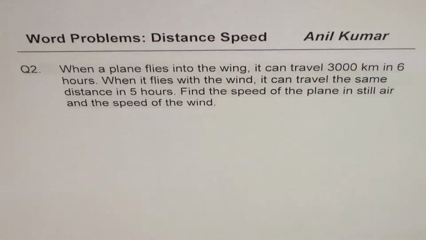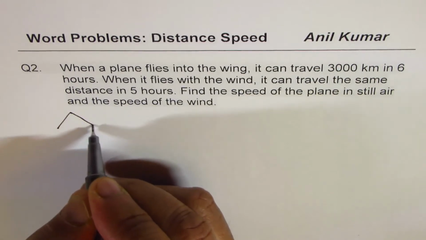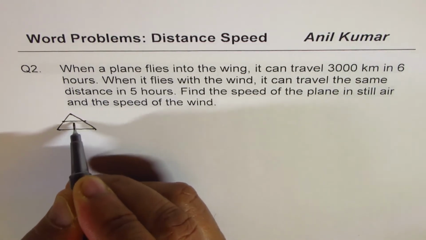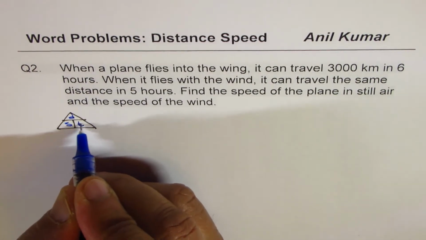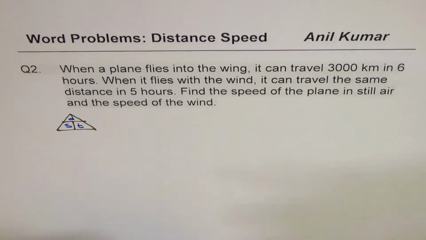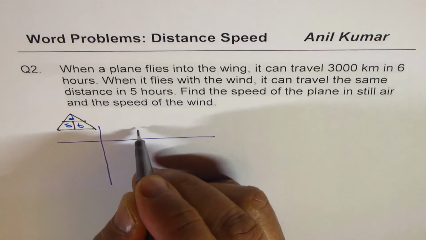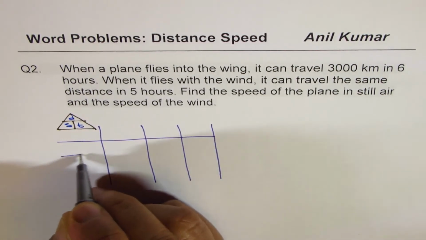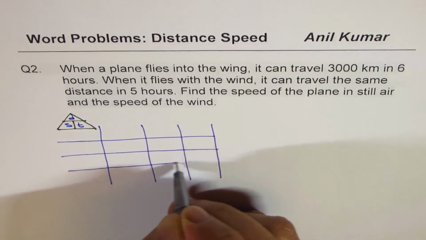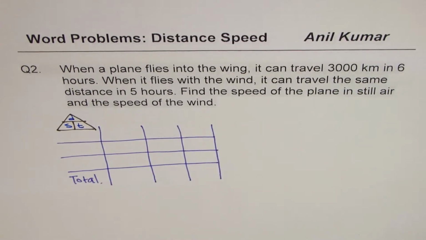Question number 2. We'll follow exactly the same pattern, just so that you become very familiar with it. So we will make this triangle relating distance, speed and time. Whenever you're working on distance, speed, time, make this triangle, and then we'll make a table. So even before reading the question, I know it's distance, speed, time, so I'm making my table. Okay, so this is my table. Dividing it into two parts because there are two conditions, and this is my total. Is it okay? Correct. Now let's read the question.